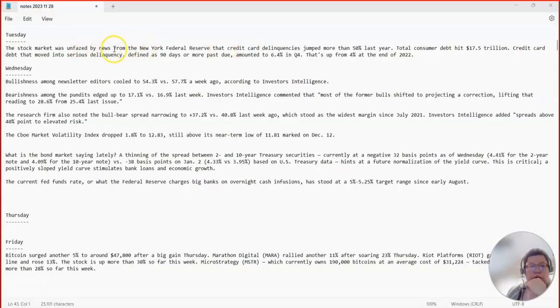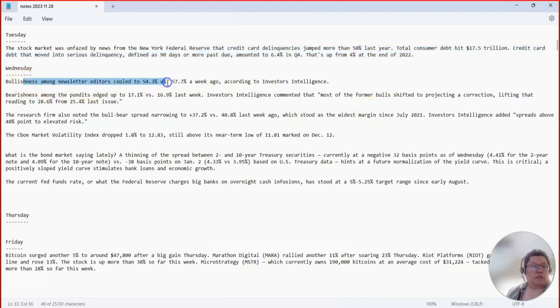So Tuesday, the Federal Reserve said credit card delinquencies jumped more than 50% last year. That's interesting. Consumer debt hit 17.5 trillion. Credit card delinquency is usually defined as 90 days past due. That was 6.4% in Q4, up from 4% at the end of 2022. So it has gone up over 50%. That's an interesting thing to pay attention to.